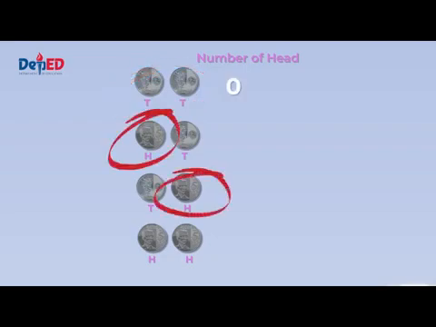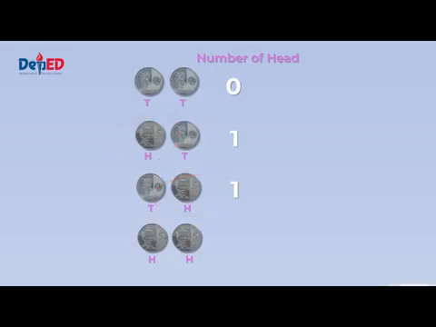For the second and third outcome in our list, we have 1 head in each outcome. So, we're going to write 1. And for the last item, we have 2 heads. So, we're going to write 2. So, what are the possible values of random variable X? If your answer is that the possible values of the random variable X are 0, 1, and 2, your answer is correct. It means that the outcome of a trial may have no head, 1 head, or 2 heads.